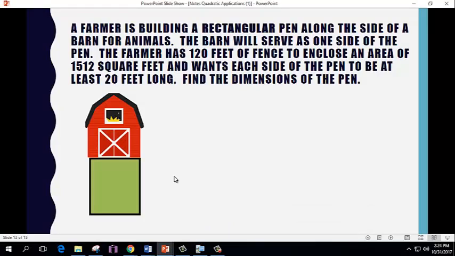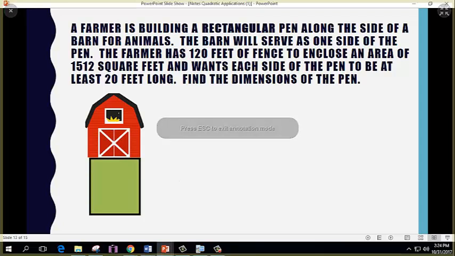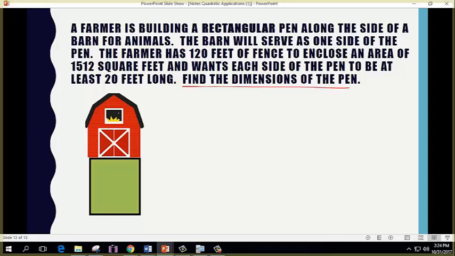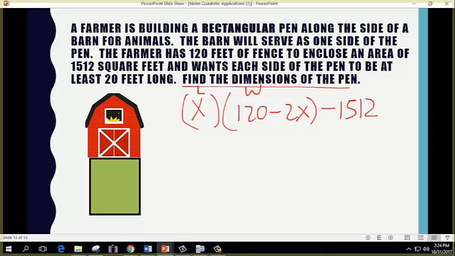So we have our part here. We're trying to find our dimensions. So we had our x, which is our length. Our width is 120 minus the 2x. That equaled 1512, but we subtracted the 1512. So now what's being asked is finding the dimensions of the pen.